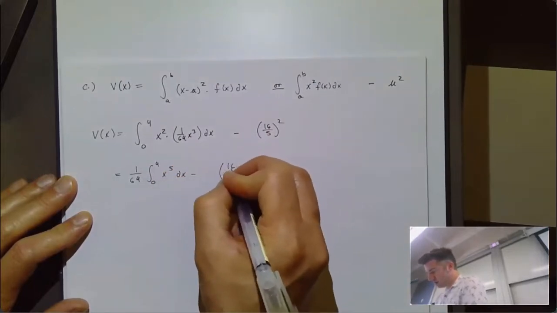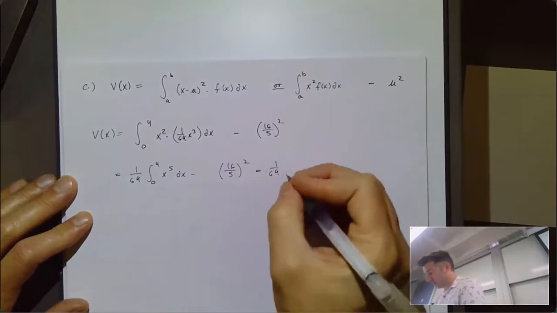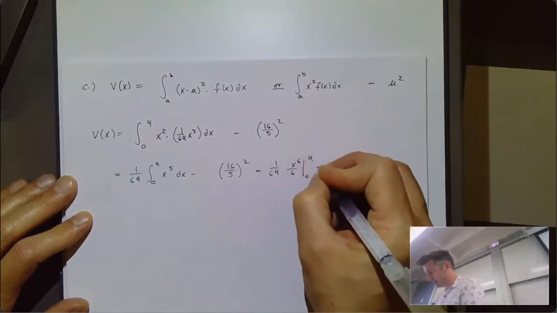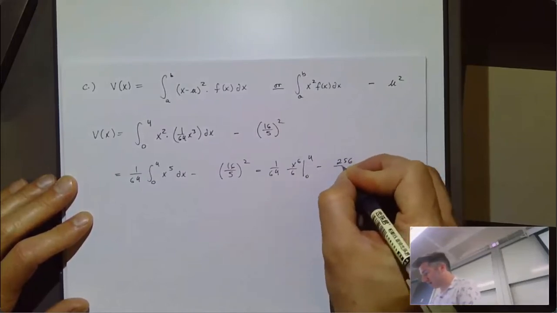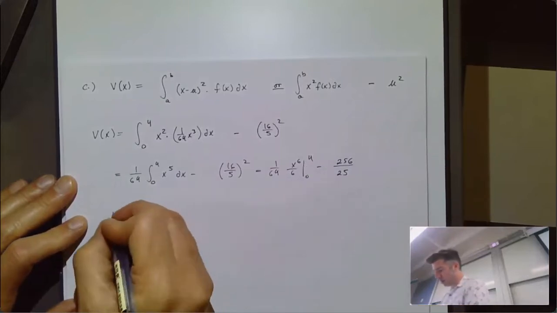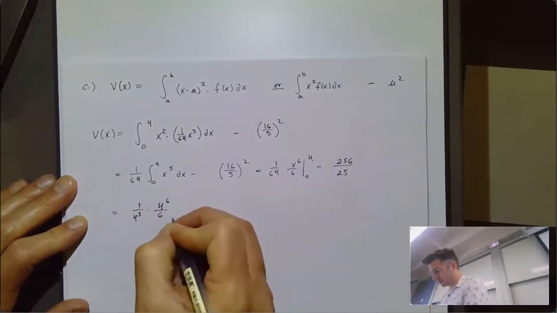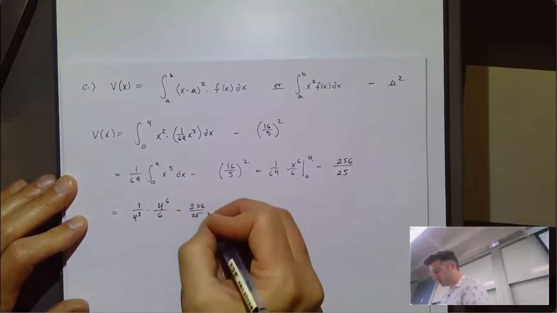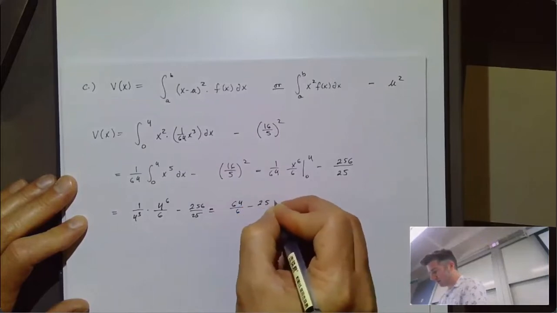And we're going to get 1/64 times the integral of x to the fifth, which is x to the sixth over 6 from 0 to 4, minus 16 over 5 squared. We could probably multiply that out. 16 squared is 256. 5 squared is 25. And then plugging this in, we're going to get 1 over 4 cubed times 4 to the sixth over 6 minus 256 over 25. And 4 to the sixth over 4 cubed is just going to be 4 cubed. So it's going to be 64 over 6 minus 256 over 25.